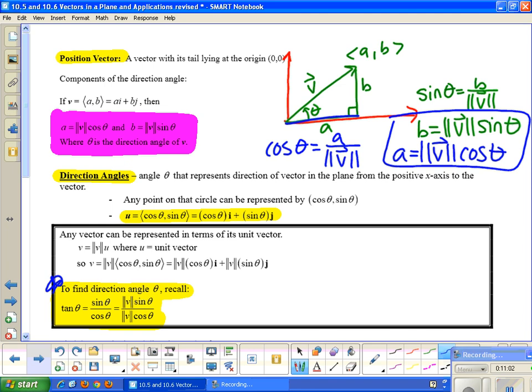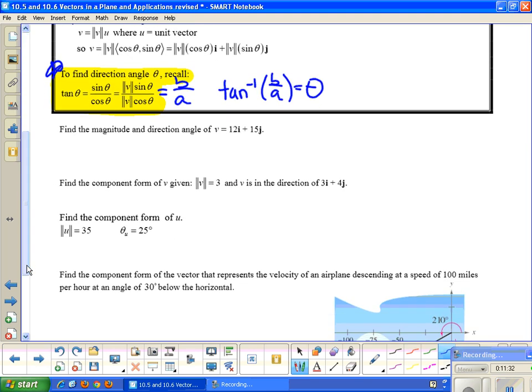So in this case, if you know what a and b are in component form, then you can divide a and b, because remember, this is really vector magnitude v times the sine of theta, which is equal to b over a. So if you do the tangent inverse of b over a, you can get what your angle theta is equal to. So we'll do some practice of that.